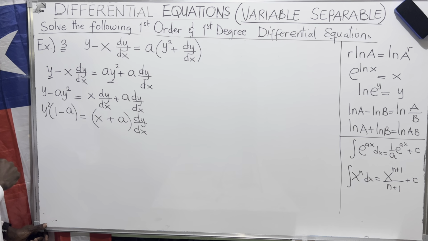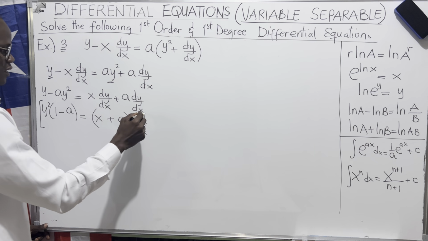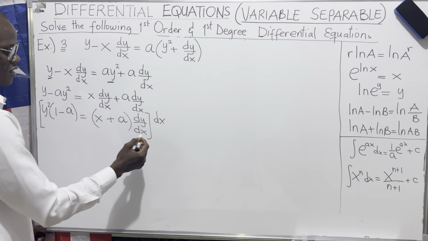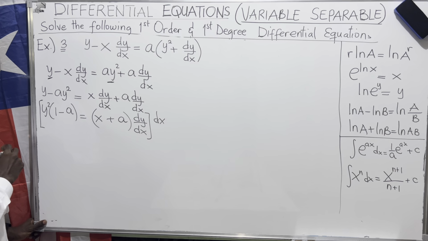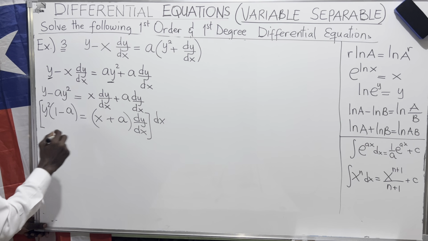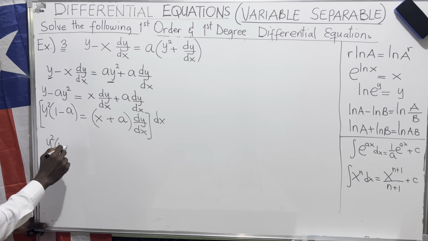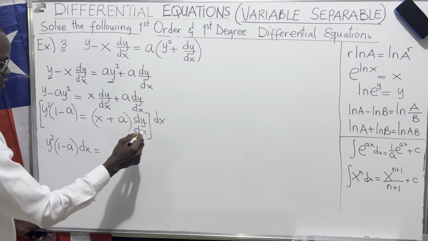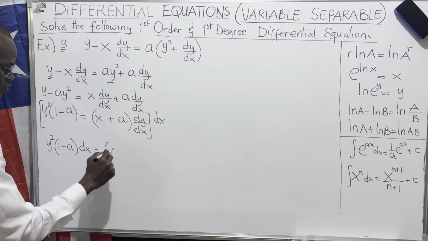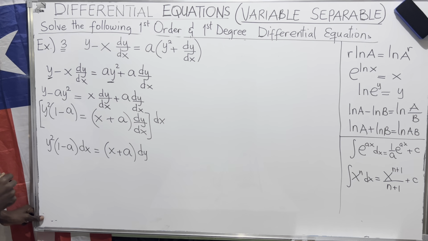So I can multiply this entire expression by dx to get rid of the dx from here. If I multiply this by dx, what will I have? I will have y squared times 1 minus a dx equals dy times this, so it's x plus a dy.